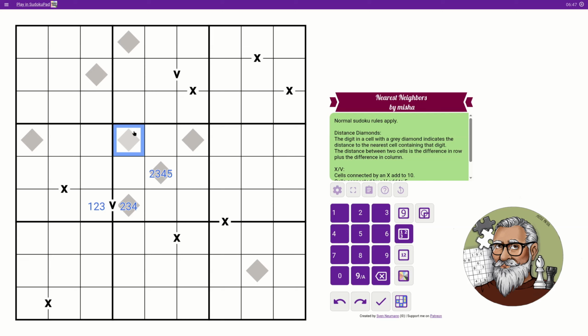Ah, no. I was going to say this one can be 1. No, none of them can be 1. So this one is 2, 3, 4, 5 as well, isn't it? The same reason. The furthest we can go here is there, and that's 5.